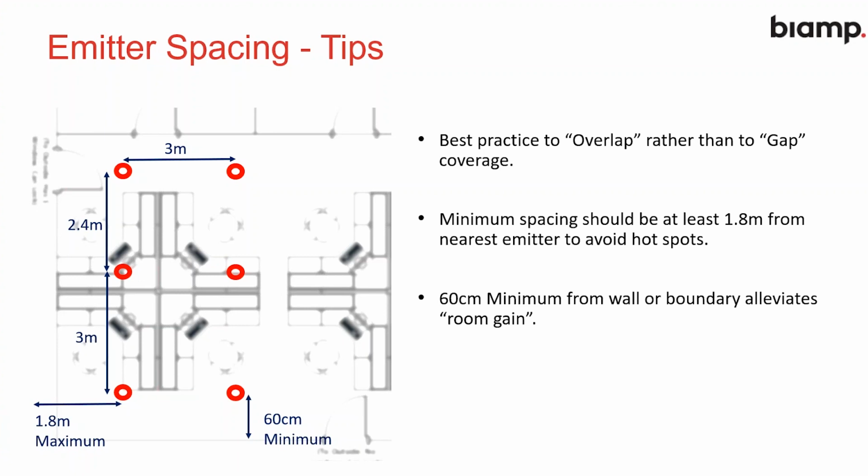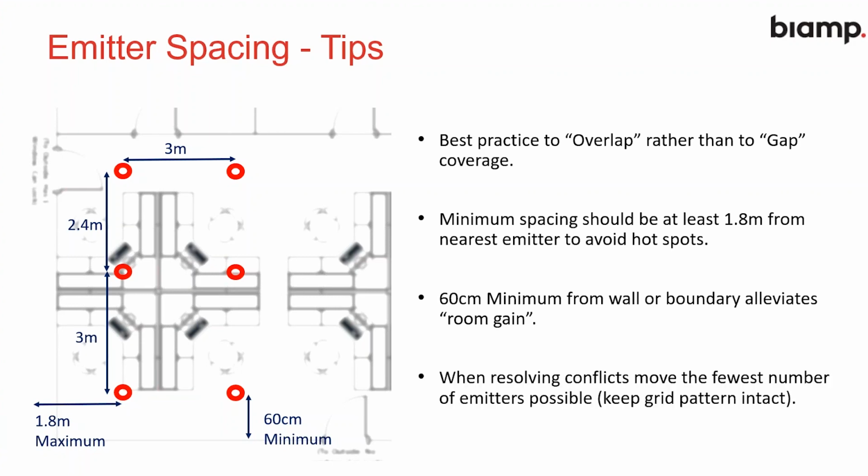And the reason why we say the 60 centimeters minimum from the wall is because if we get too close to the wall, then we can start getting the boundary effect or room gain, which is the same phenomenon. So that will affect the uniformity. If for any reason we have to go closer to the wall for architectural or structural reasons, then we recommend that you use the tapping on the emitter to reduce the level. That would form under your commissioning part.